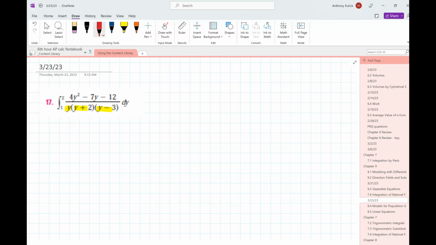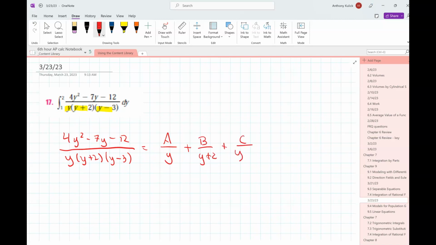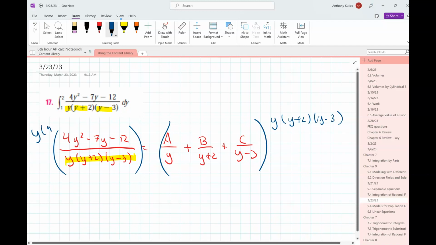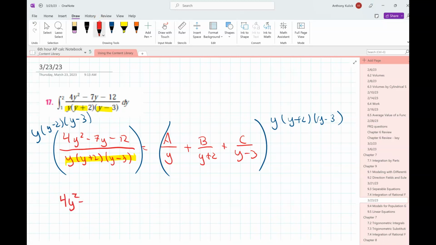So my decomposition is just going to be 3 rational expressions, so 3 fractions. I'll have one with the denominator of y, one with the denominator y plus 2, and one with the denominator of y minus 3. And then we'll just multiply both sides by this denominator. So we do that, clears the fractions.